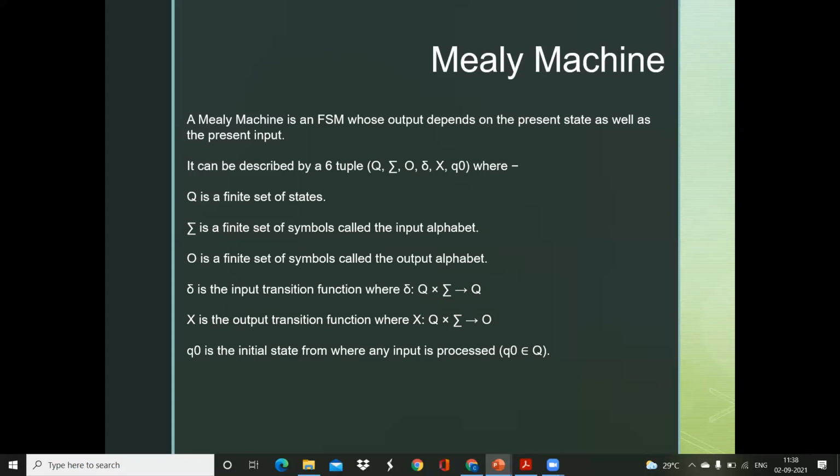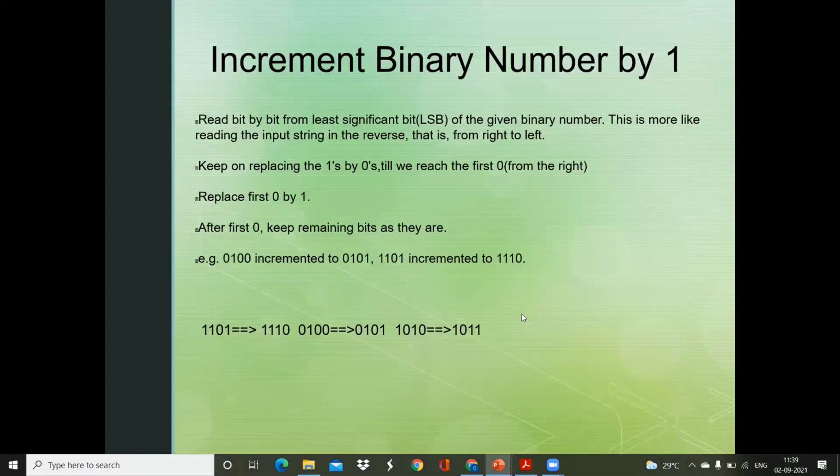transition function. So here the state and the input symbol are mapped to an output symbol. So this is the difference between the Moore and Mealy machine. And Q0 indicates the initial state.